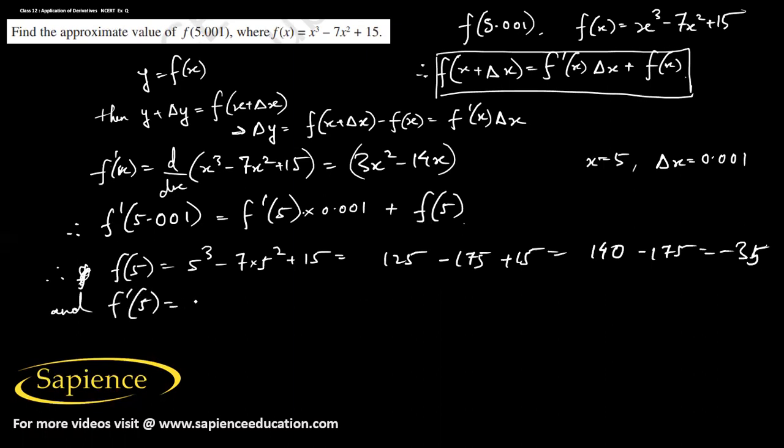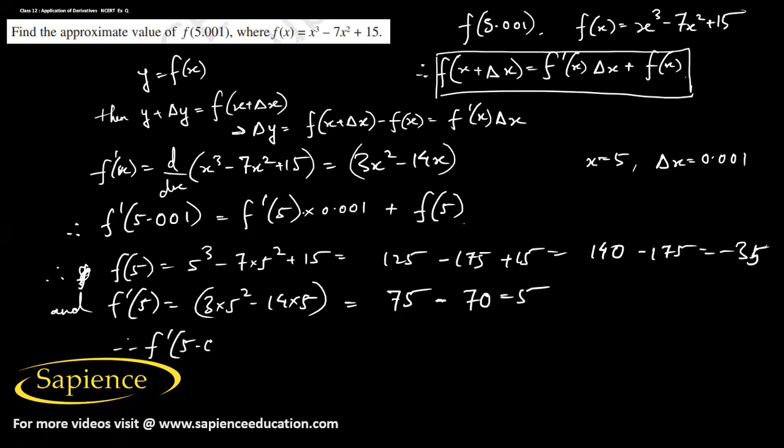And we have to find f dash 5, that is equal to 3 into 5 square minus 14 into 5, since f dash x we have got as 3x square minus 14x. So this will be 3 into 25, that is 75, minus 14 fives, that is 70. So this is equal to 5.